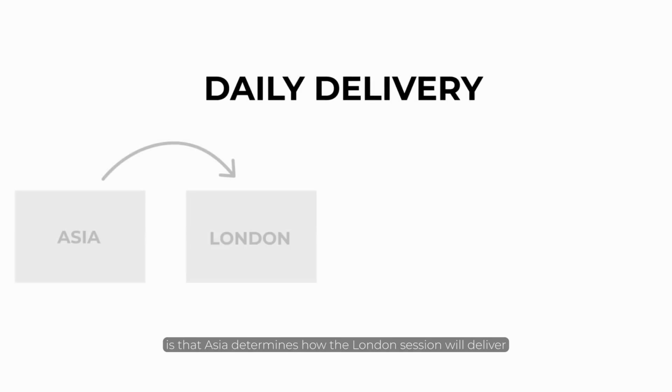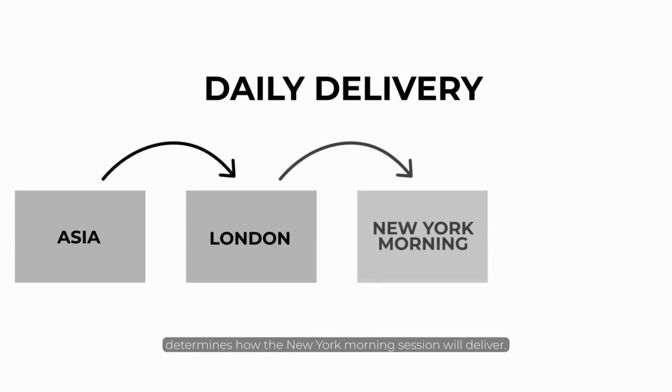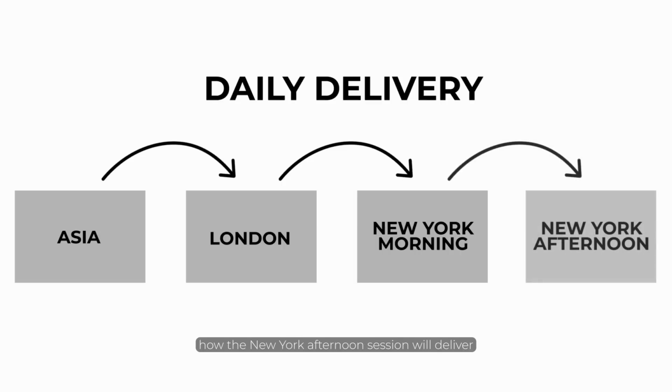Let's take a look at the daily delivery. What is very important to understand is that Asia determines how the London session will deliver. The London session determines how the New York morning session will deliver. The New York morning session determines how the New York afternoon session will deliver. Are you beginning to see how we can utilize the current session to anticipate how the next session is likely going to deliver?